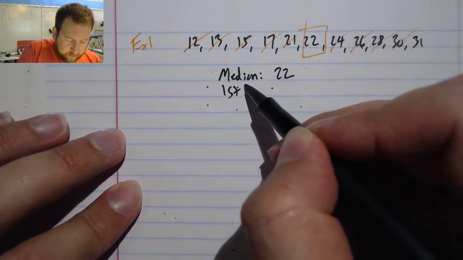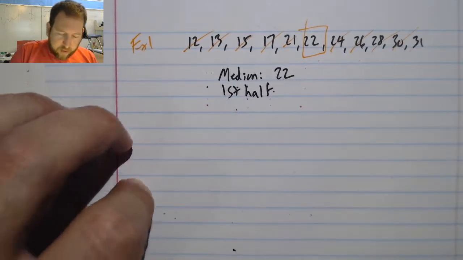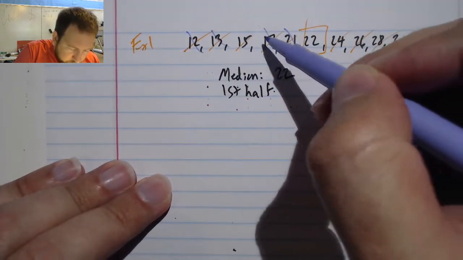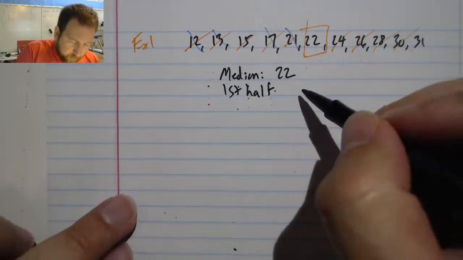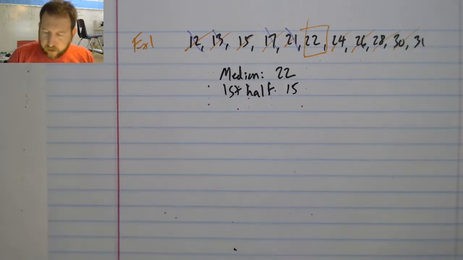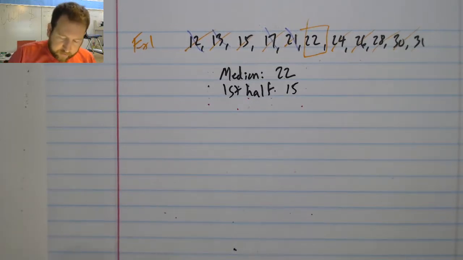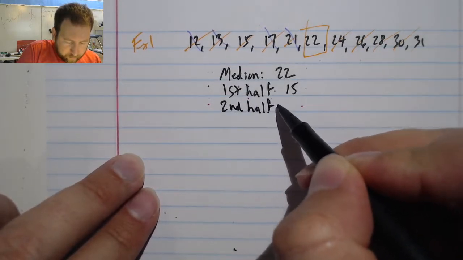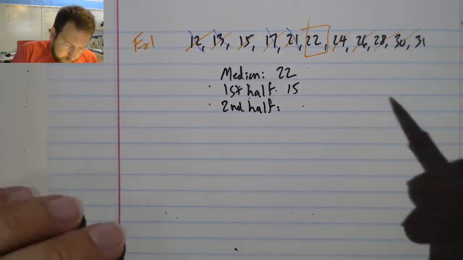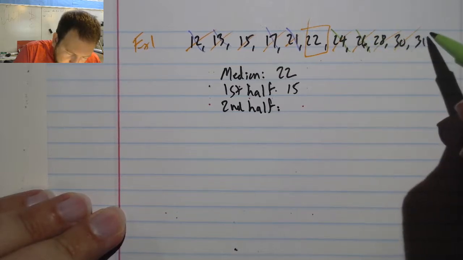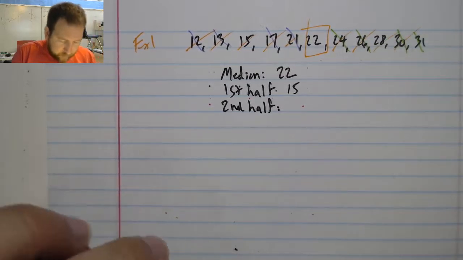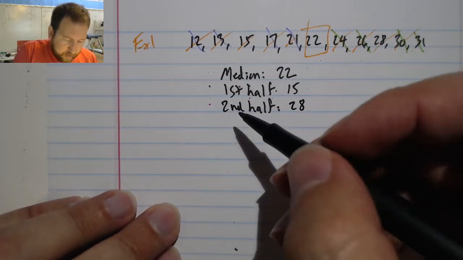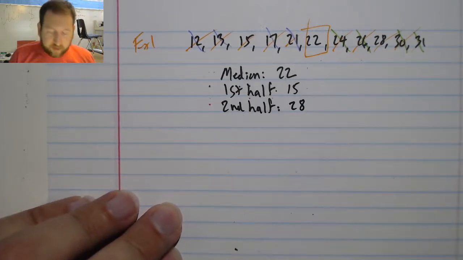My first half, I guess I can even just use a different color here. The median of the first half is 15. And let's do the second half. The median of the second half is 28. There we go. And then my minimum and maximum, which I also see.